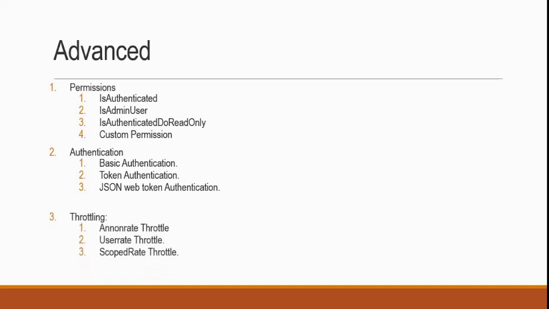After that, we'll talk about throttling. There are three different types of throttling we are going to cover. Then we are going to cover Django filter backend and pagination. Under filter backend, we are going to talk about filtering, searching and ordering, and how we are going to use them in the application. In pagination, we talk about page number, limit offset, and cursor.